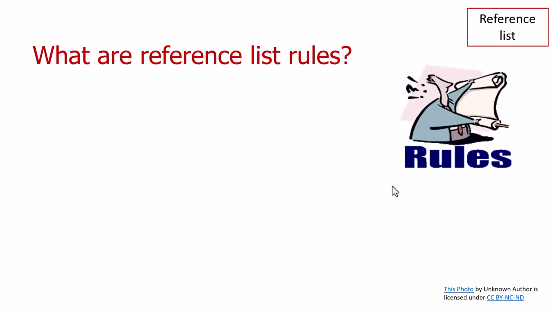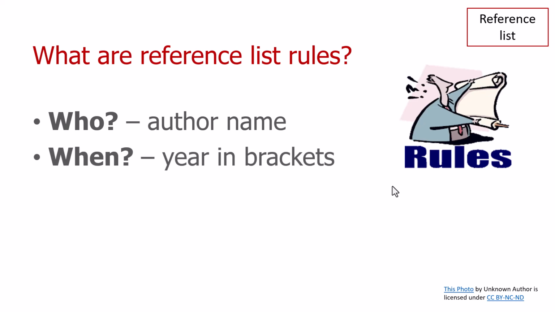So there are some rules to creating your reference list. We're thinking about the reference list now. The first rule is that you write the author's name. That's the first thing that you include. It's the most important bit of information. We include the author's name and their initial. You then need to include when. When was it published? And that is the year in brackets.